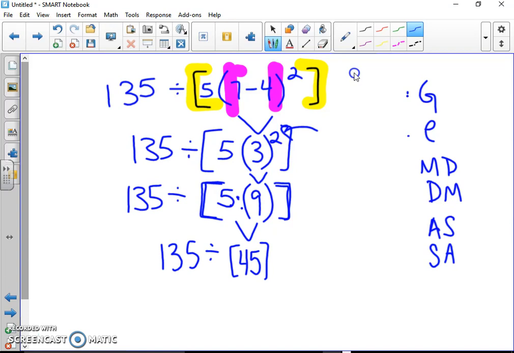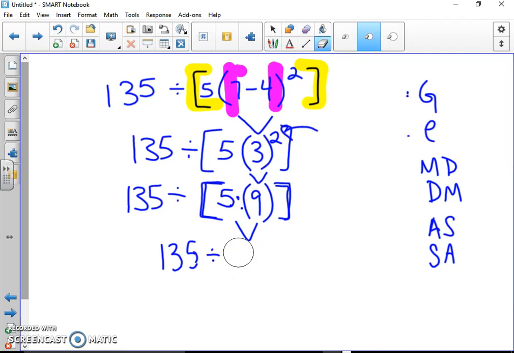Okay. Now, we don't really need these brackets anymore. The reason I kept them is because I wasn't sure what symbol was in front of them. For example, if there wasn't a symbol, then we would need something there to say that we were multiplying it. But since we're dividing, we can actually get rid of those brackets and just write it as 45. And we can certainly simplify that. 135 divided by 45 is 3.